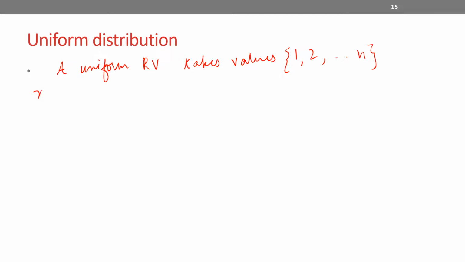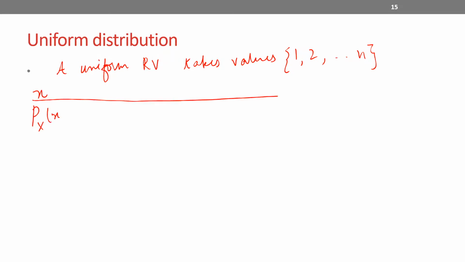Right? So a uniform random variable, let's assume, takes values from 1 up to n, right? So 1, 2, and so on up to n. And we know that the probability for each of these values is going to be 1 over n because they are equal, right? So that's how the uniform random variable is defined.